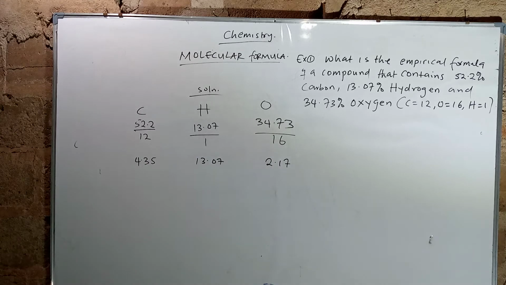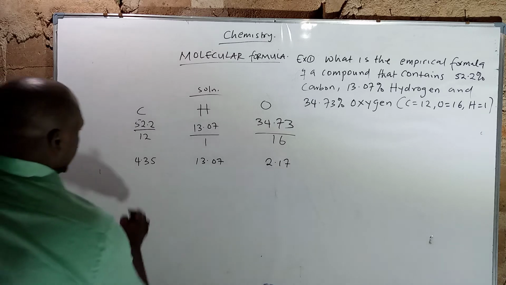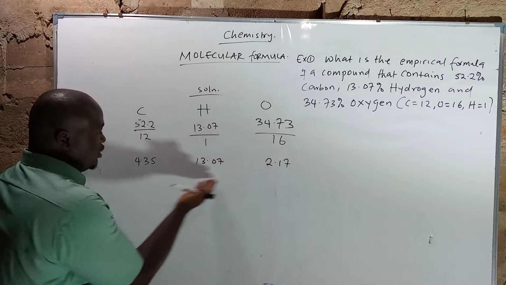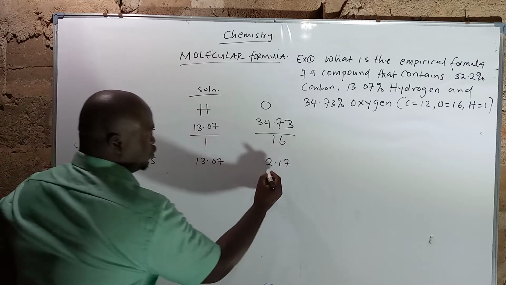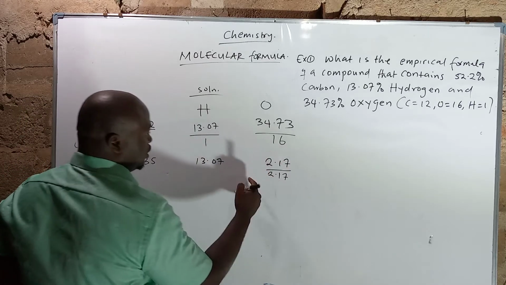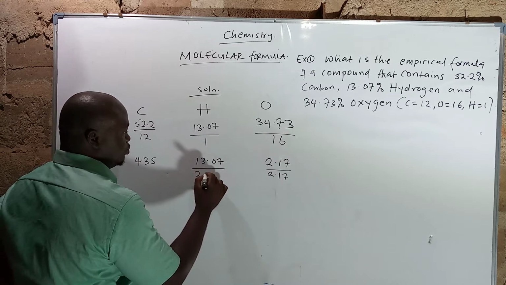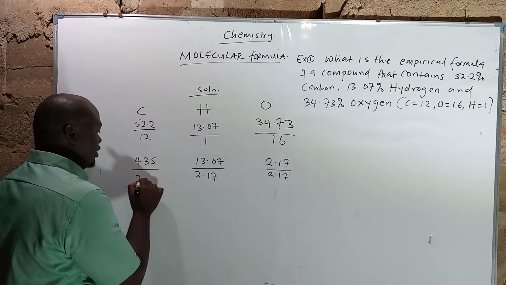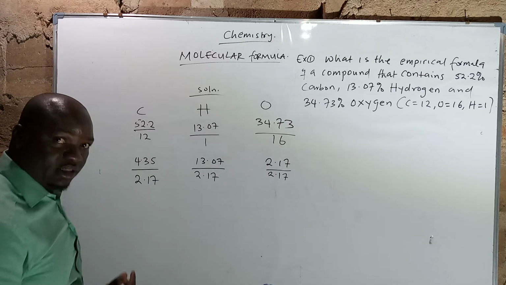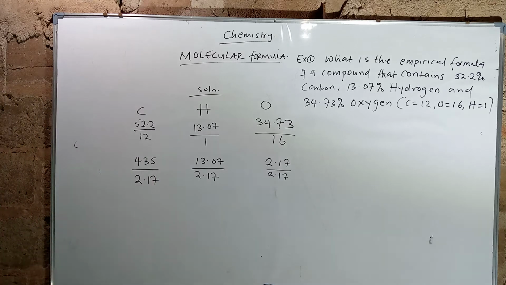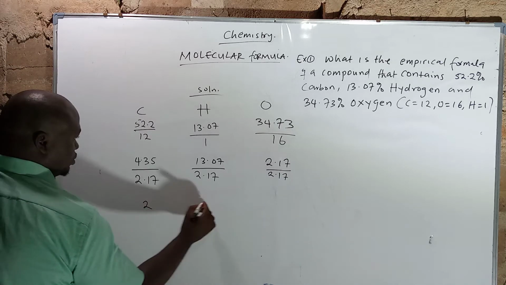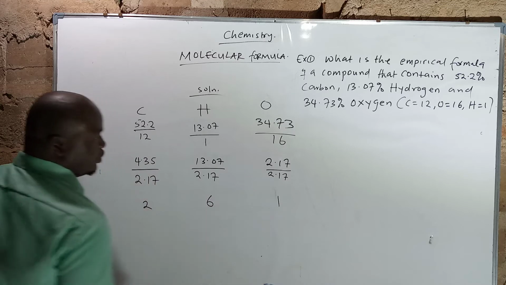Right? Now, once you get it like this, the next step is to divide through by the smallest value obtained. Look at these values we just got. Which one of them is the smallest value? Of course, it's this 2.17. So you divide by 2.17. Can you say beautiful? Now, when you finish dividing, here should give you 2, here is 6, while this one should give you 1.